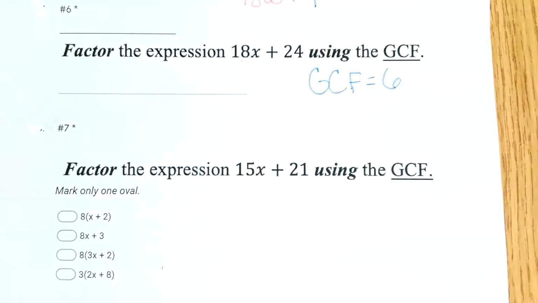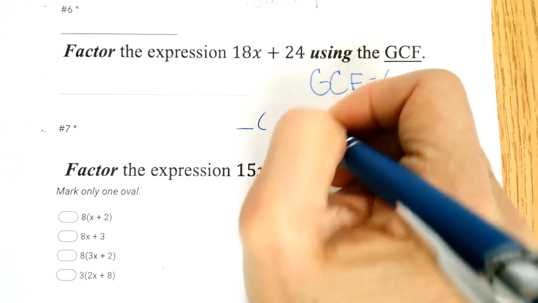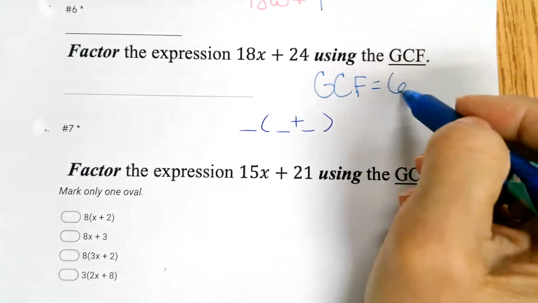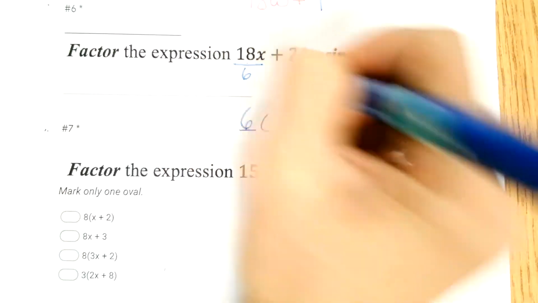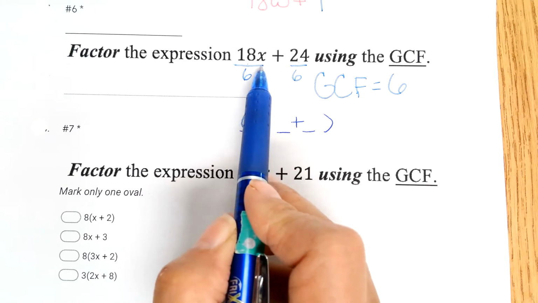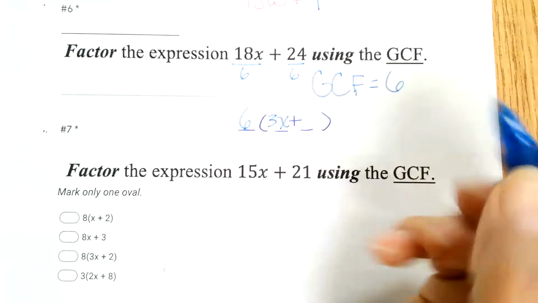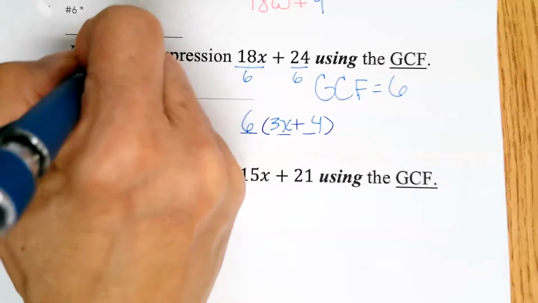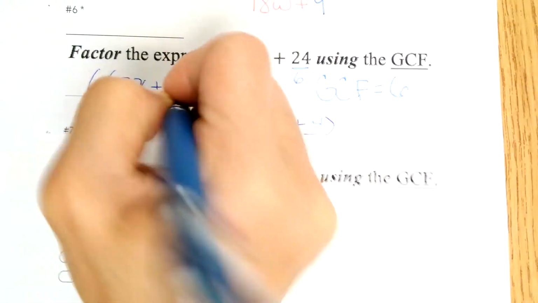Now, you're going to do your skeleton, if you remember. Here's my skeleton. Bring down your plus sign. And since the GCF is 6, 6 goes on the outside. And then I'm going to divide both terms by 6. Remember, all you're doing is 18 divided by 6, which is 3. But you have to attach the x because we don't know what x is. So it's going to be 3x. And then 24 divided by 6 is 4. So your final answer is 6, and you have to put the parentheses, 3x plus 4.